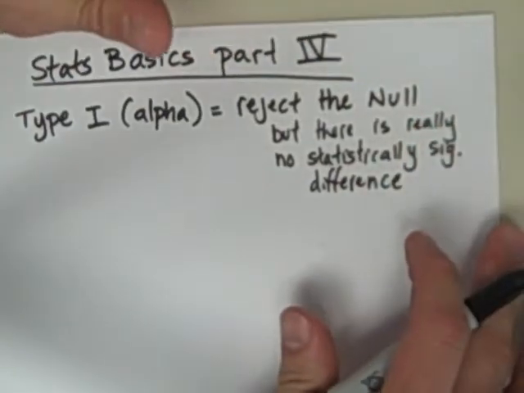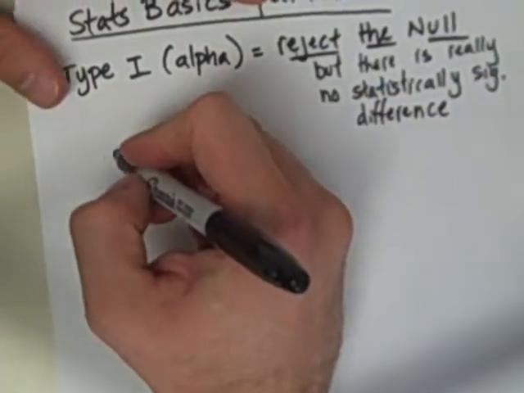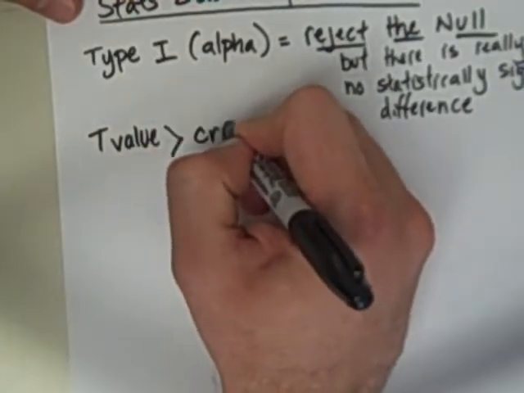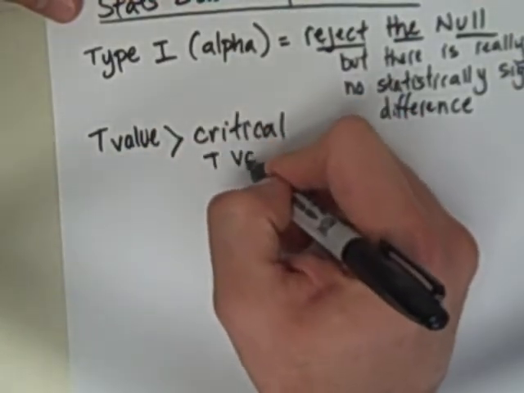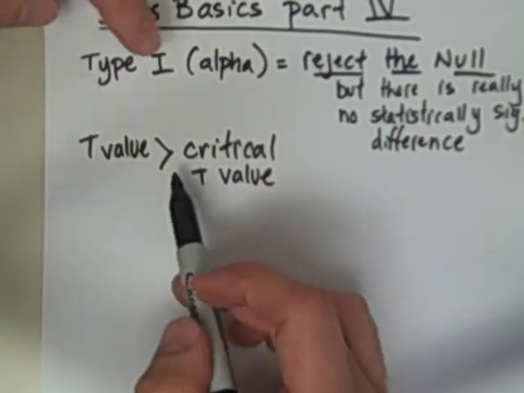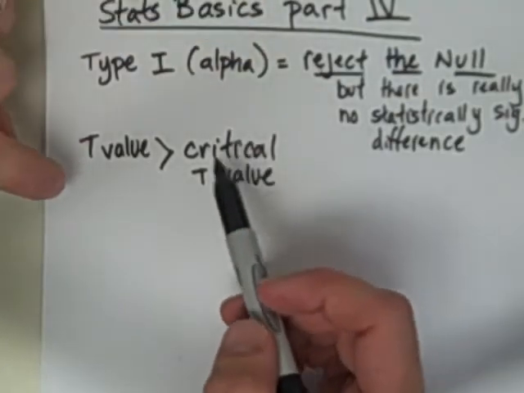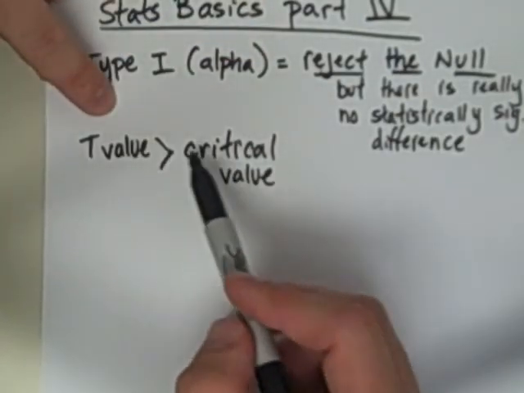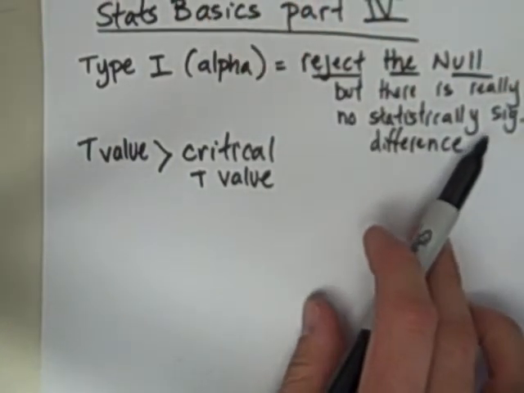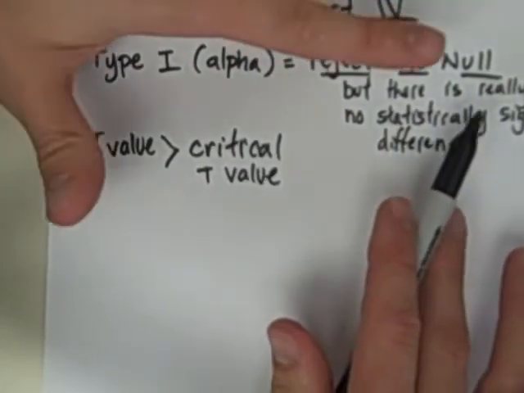Now there's an important piece of this that you've got to understand. In order to reject the null hypothesis, I have to have a t-value that is greater than my critical t-value. So committing this error isn't something that I do because I read these wrong or because my t-value was less but I thought it was more. This type of error is when I look at the numbers, I really do have a t-value that's greater than my critical, so I reject the null, but there really isn't any statistically significant difference. My statistics didn't tell me that, but something's going on here.